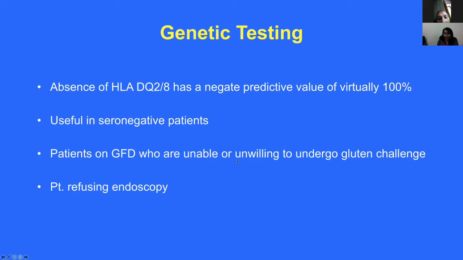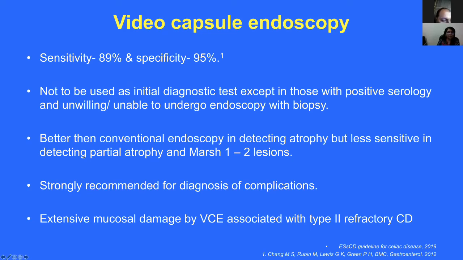Patients on gluten-free diet who are unable or unwilling to undergo a gluten challenge. Once a patient is already on gluten-free diet and if you want to check for the serology or histology, generally we restart with gluten and then take the serology and biopsy. But some of the patients have increased symptoms while taking gluten, who were already on gluten-free diet. They don't want to take this challenge. In those cases, HLA testing can be helpful. And patients who are refusing endoscopy can get HLA testing done.